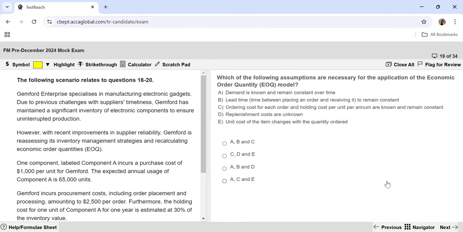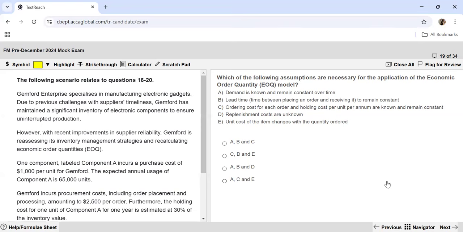Moving further, D is replenishment costs are unknown. Now, this is something which is not a part of the assumptions. Replenishment cost means where you are replenishing your inventory again. That means the goods have run out and now you need to replenish the inventory. You need to bring more goods, purchase more goods. So we know that, right? That's why this statement will be eliminated.